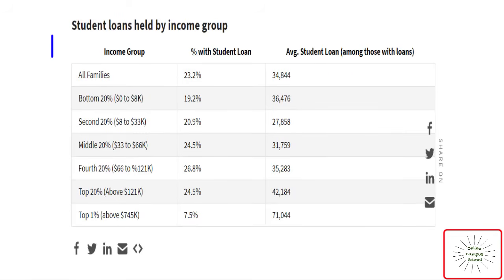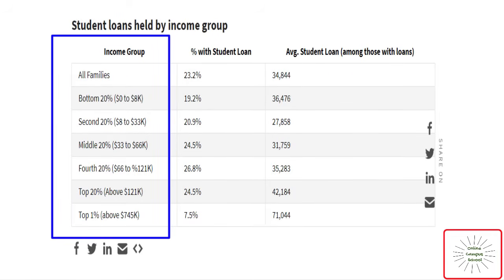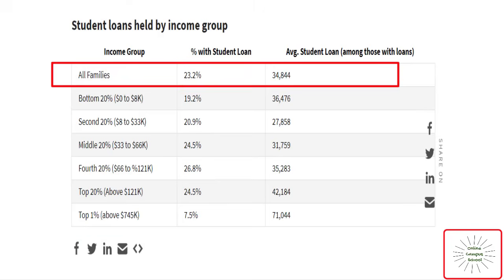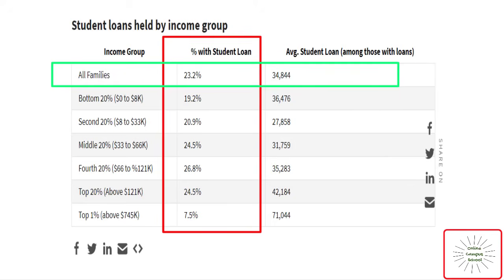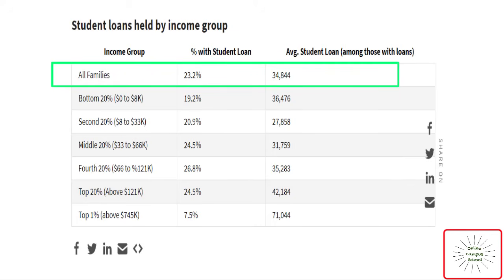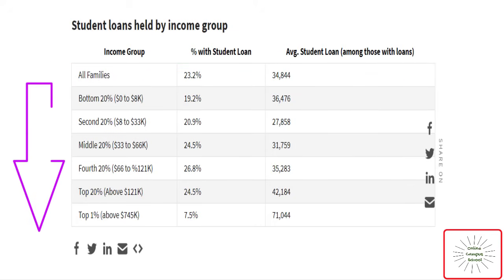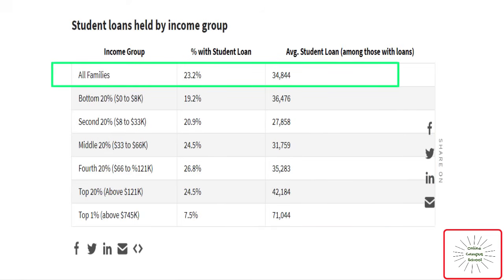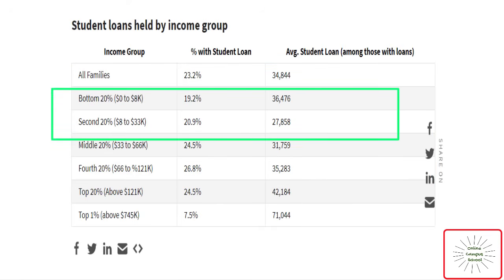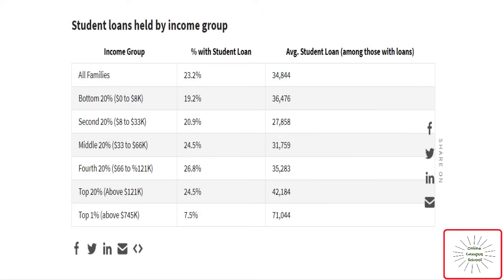So here is a complete detail about student loans held by income group. Income group on the left column: all families, bottom 20%, second 20% and so on, and on the right side the percentage with student loans. For all families it is 23.2%, for the bottom 20%, 0 to 8K dollars, 19.2%. In the meanwhile, on the right side is the average student loan among those with loans, and for all families, 23.2% and $34,844 average student loans, and so on. You can clearly see the difference for all these terms.